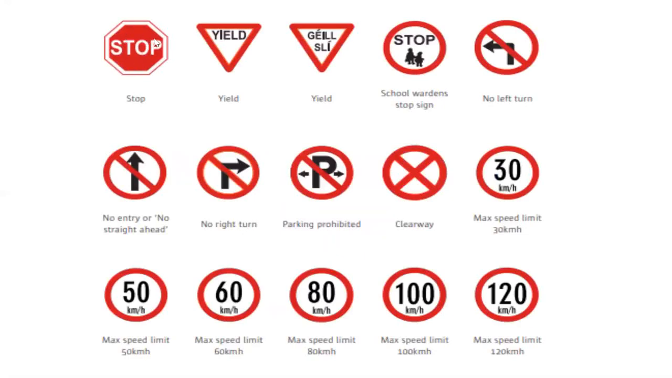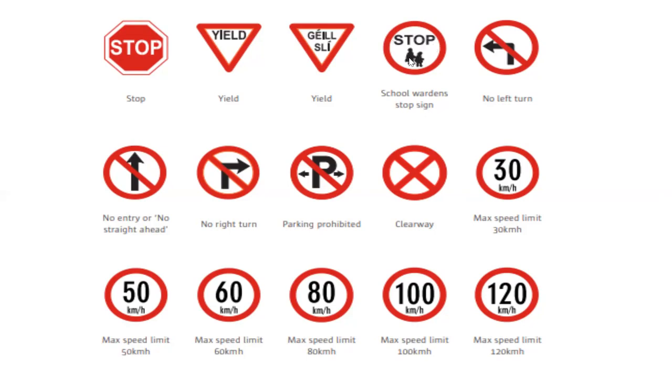So straightforward enough. Stop is a stop. Yield is a yield. That's the Irish for yield. We know a red triangle with a white inside is a yield. Whether it's English or Irish, we know that symbol is yield.